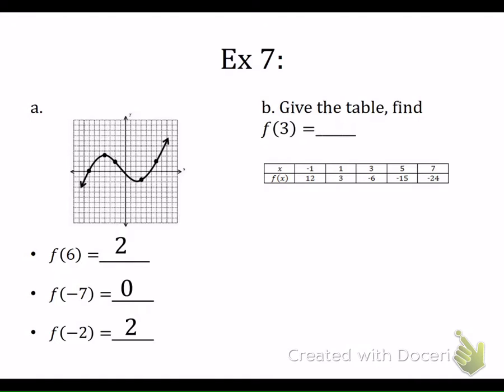All right. Now, here's another way to look at this. Given this table, find f of 3. So where the x value is 3, what's the function? -6. Perfect.